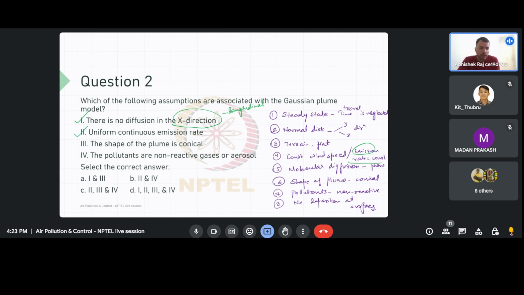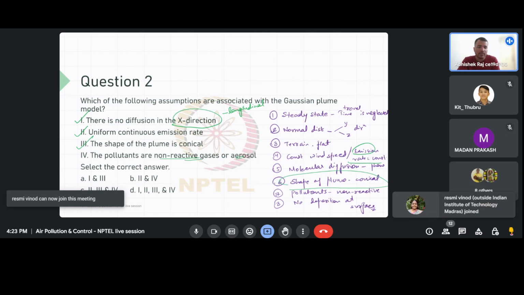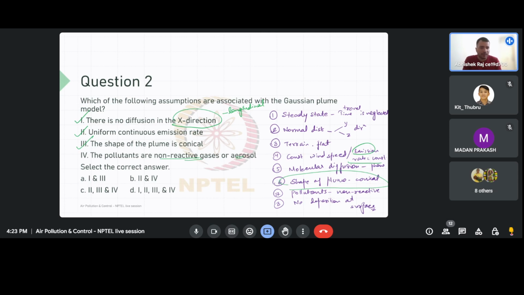Shape of the plume is conical. We discussed this here, so three is okay. And pollutants should be non-reactive gases or aerosol. There should not be any reactive nature. That is, if we are releasing two types of pollutants, it should not happen that the two pollutants are reacting together and forming a third pollutant. Any kind of that phenomenon, chemical reaction, should not happen. It should be totally physical phenomenon, that is molecular diffusion. So four is also okay.